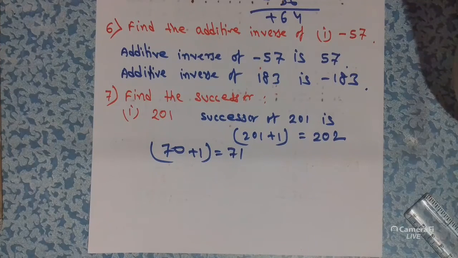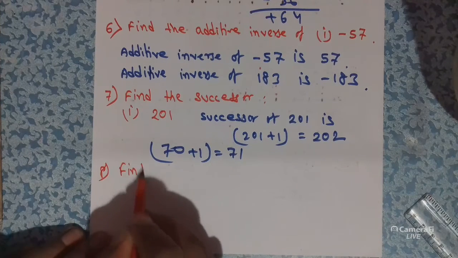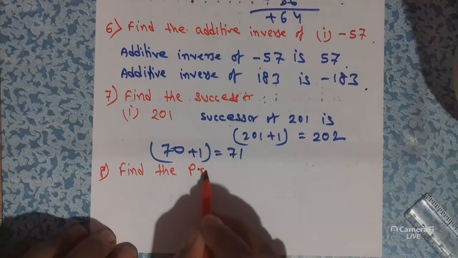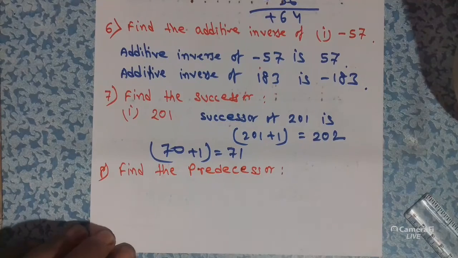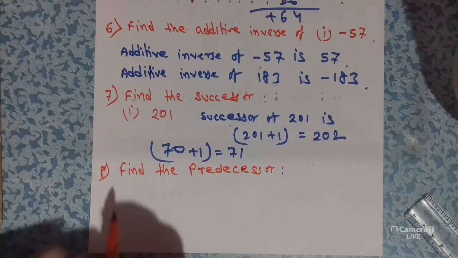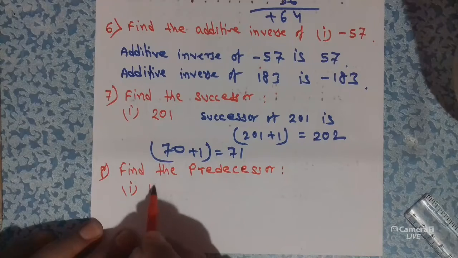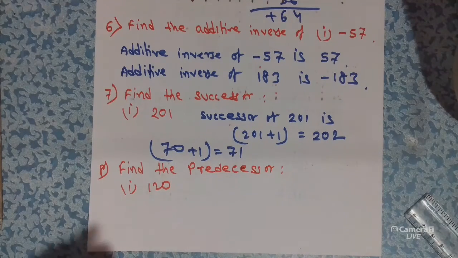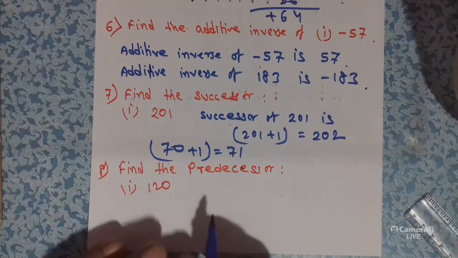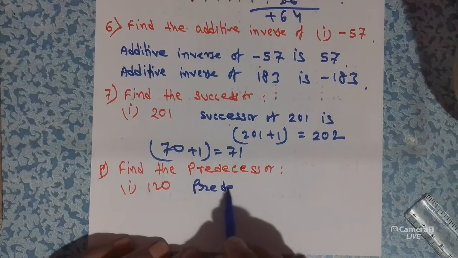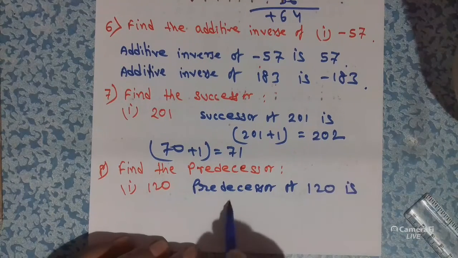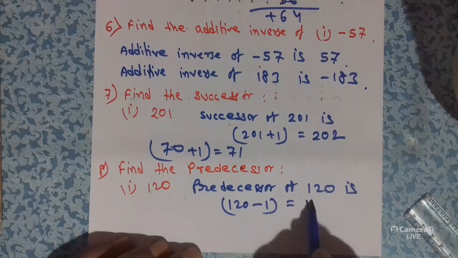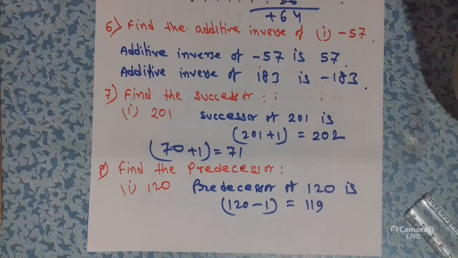And question number 8 is find the predecessor. Find the predecessor of 120. So successor means we have to increase the number by 1 and predecessor means we have to decrease the number by 1. So here predecessor of 120 is 120 minus 1, that means 119. I hope all of you understood.